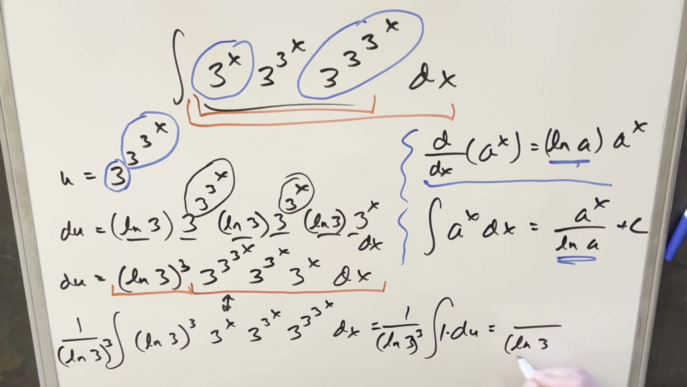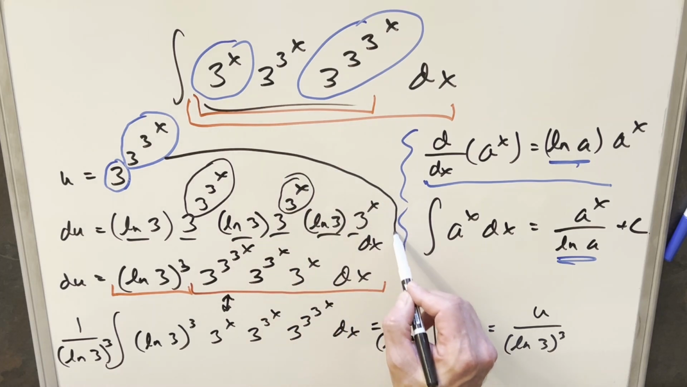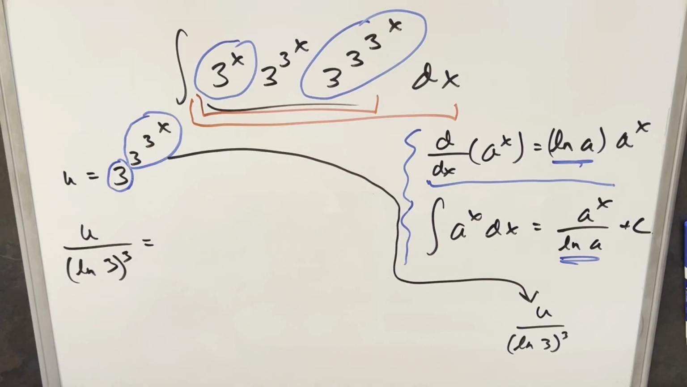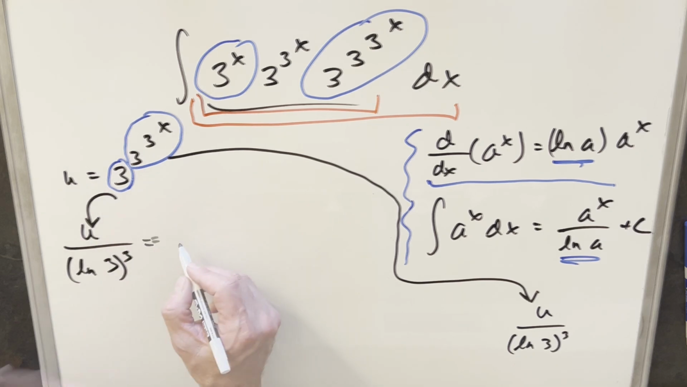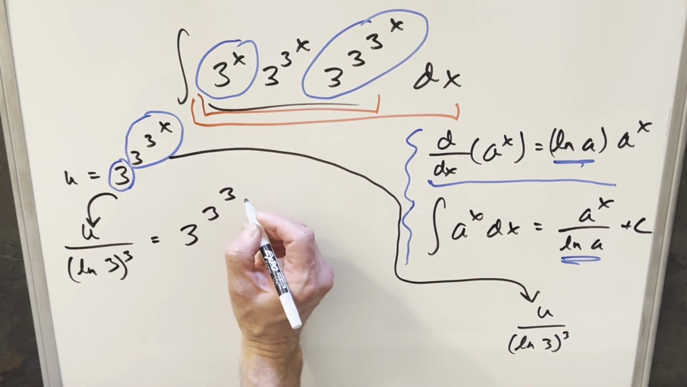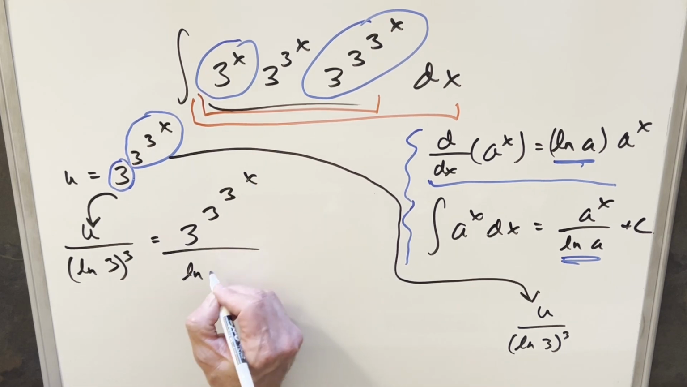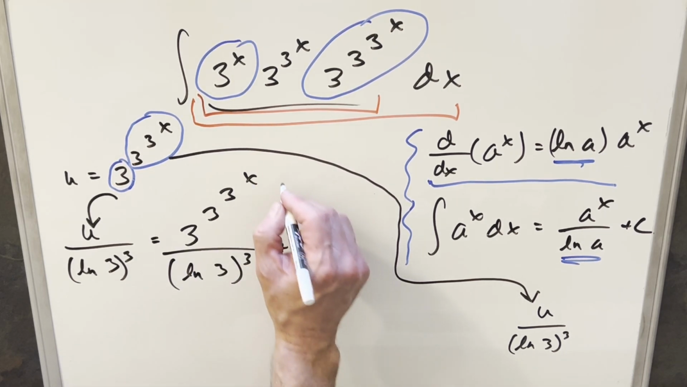Now we can just integrate this. We'll have this constant value in front, but when we integrate 1, we just get u. So all I need to do is back substitute in order to finish this off. I ran out of space, but I just need to plug this in. For my final solution, we just get 3 to the 3 to the 3 to the x over natural log 3, all cubed, plus c, and that's it.